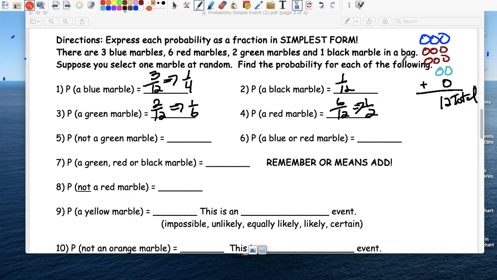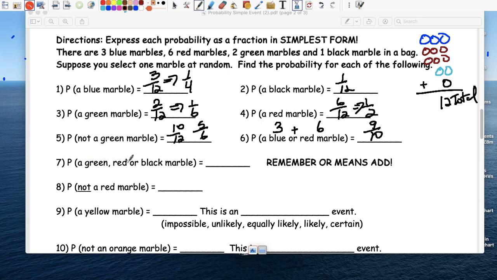Not green is black, red, and blue. So that is 10 out of 12, which simplifies to 5/6. Blue or red, let's put an addition sign there. Blue, there's 3, red, there's 6, and it's 9 out of 10.